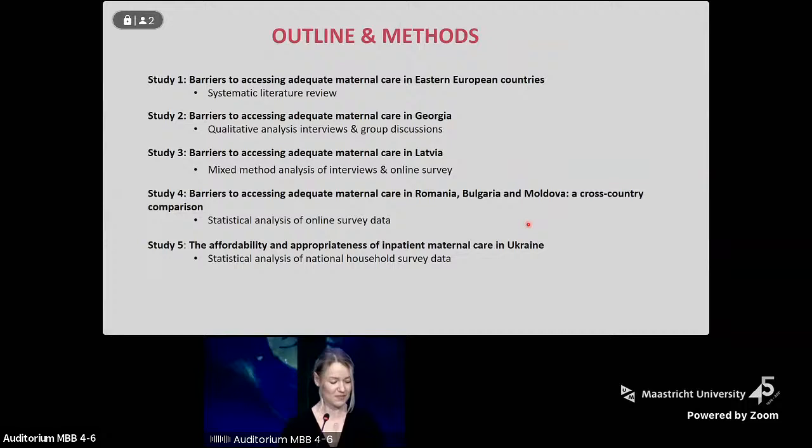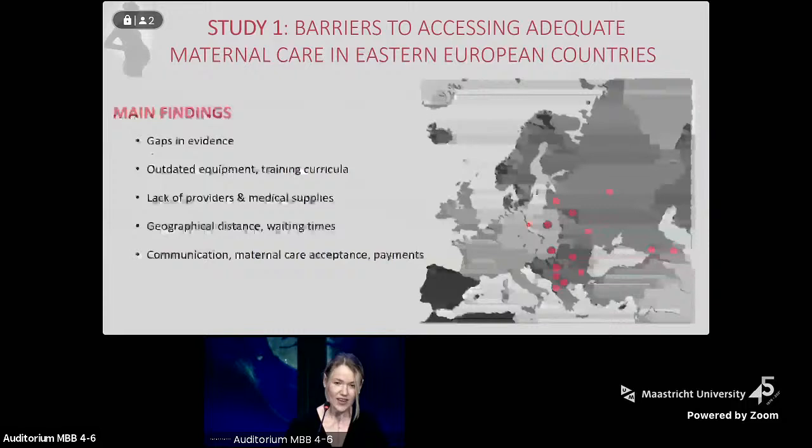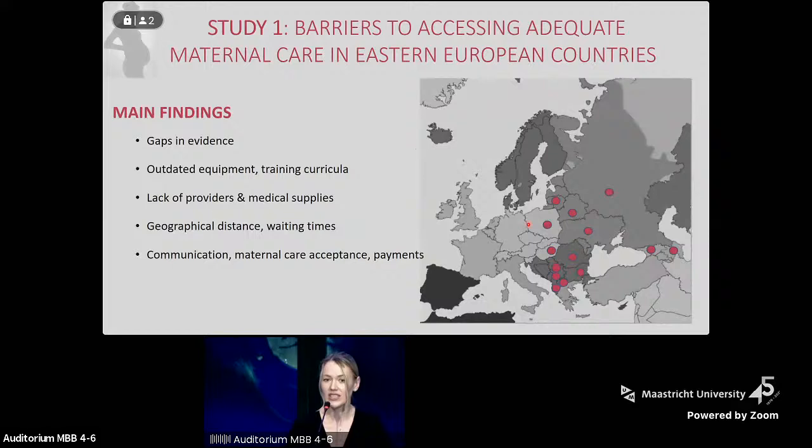Finally, study five compared the affordability and appropriateness of inpatient maternal care in Ukraine by comparing inpatient maternal care users to inpatient users who didn't use maternal care. Statistical analysis using matching methods were used, and household survey data was employed. The systematic review revealed large gaps in evidence that exist in this region, which implies that better quality and more representative data should be collected.